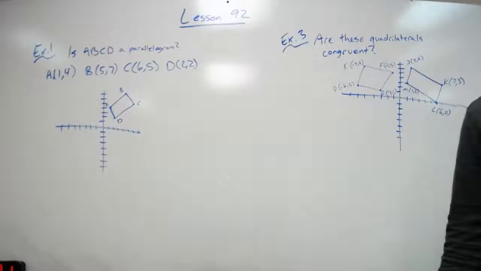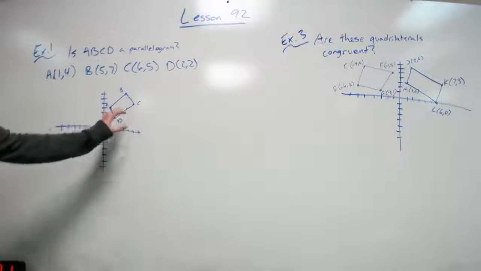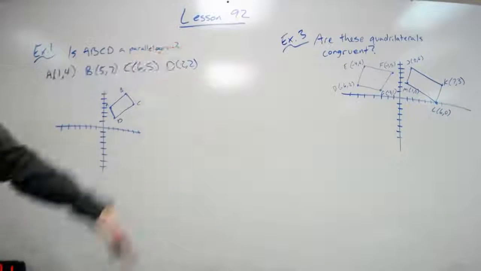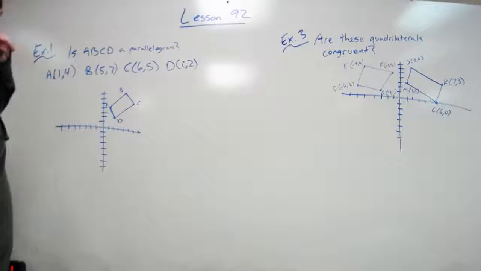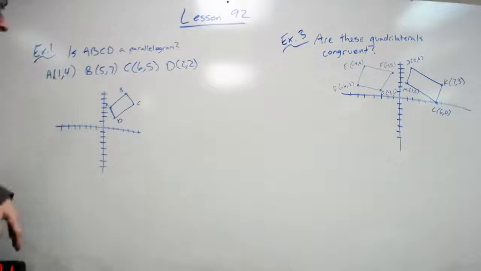We're going to look at quadrilaterals on the coordinate plane in lesson 92. Now, once again, quadrilateral, just a four-sided polygon. And now we're going to put them on the coordinate plane, and it's just going to ask a couple of different questions in these examples, and we just have to prove it. So in example 1, it says, is quadrilateral ABCD a parallelogram?